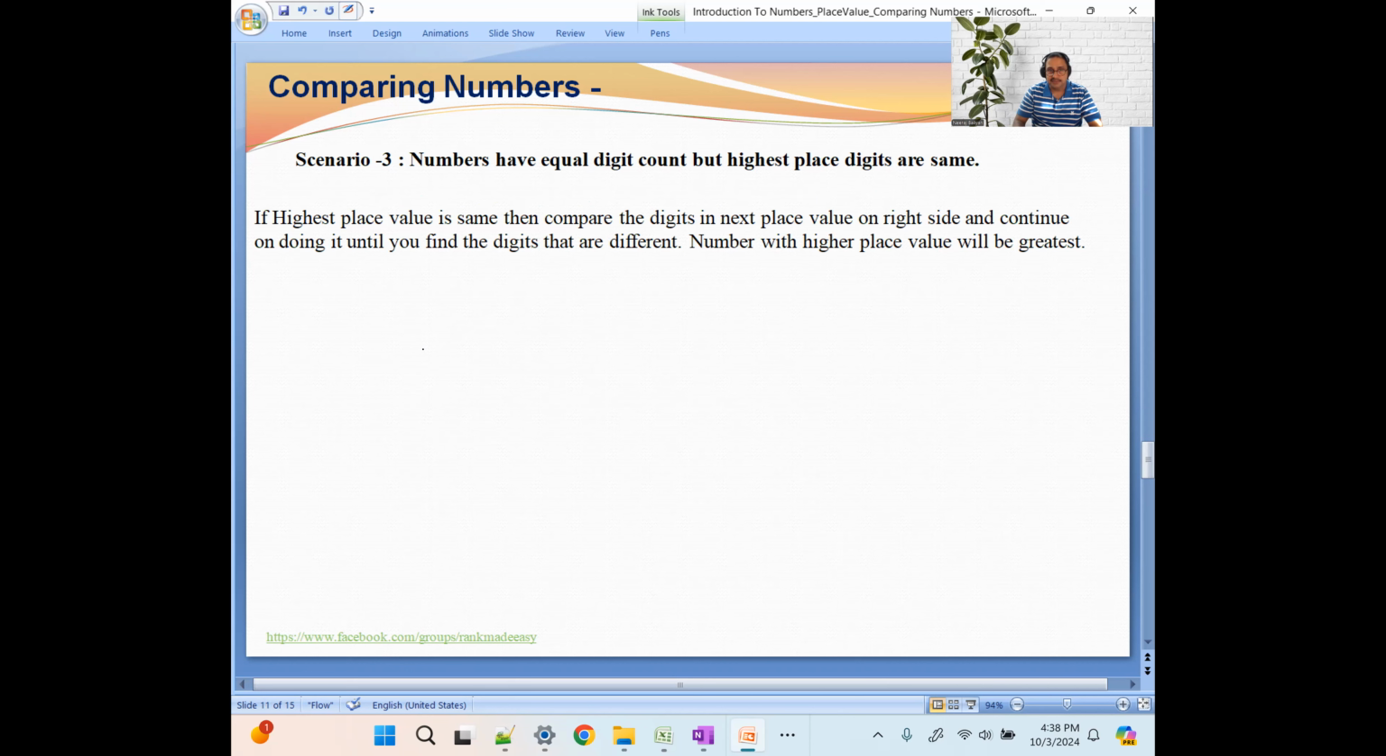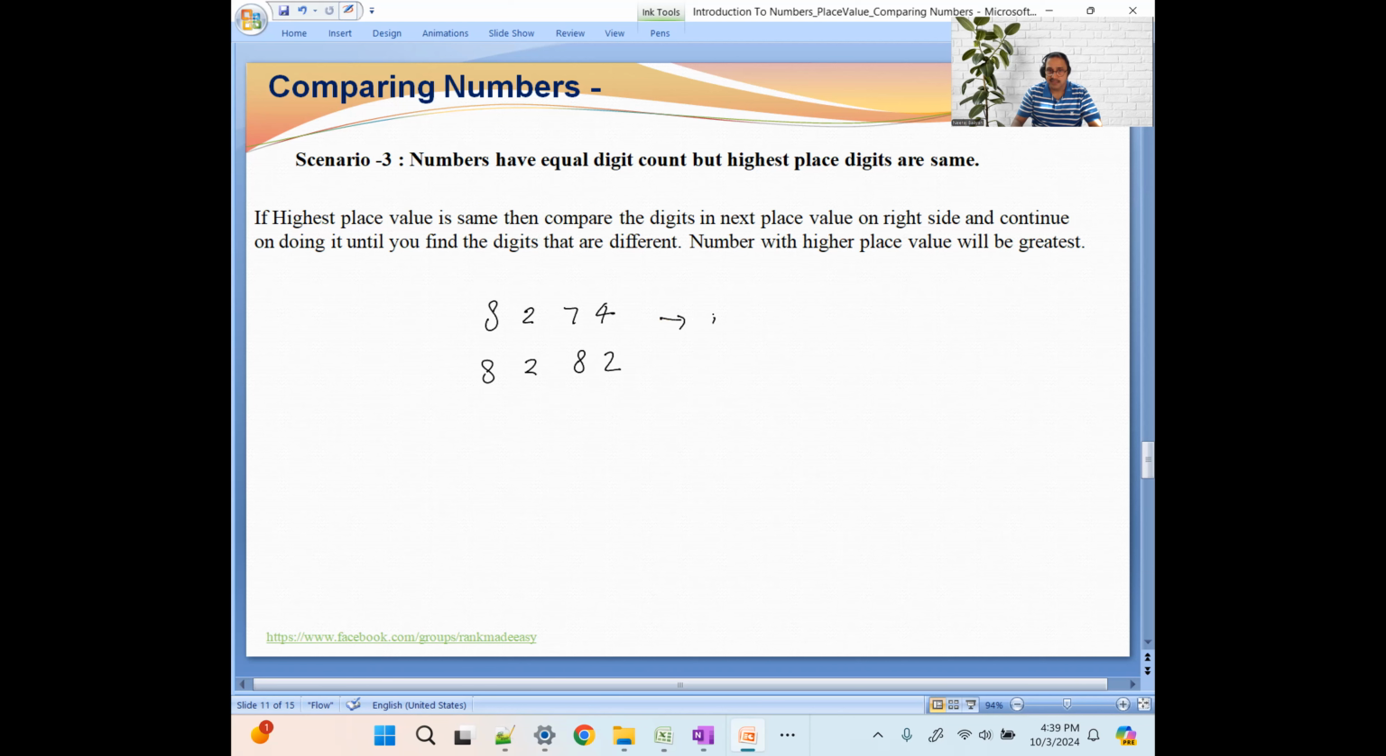The third scenario, numbers have equal digit count but the highest place values are the same. You may come across this scenario also. So what will you do? You have to keep moving towards the right side until you find different digits in the first number and second number. Then the number with the bigger digit will be the bigger number. Let us say we want to compare 8274 and 8282. So what will you do?